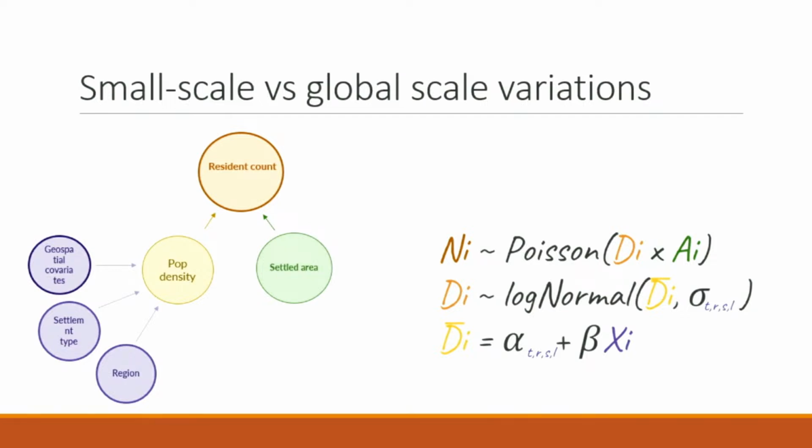So the fact that we're going to estimate this alpha per region, per subregion, and per settlement type.